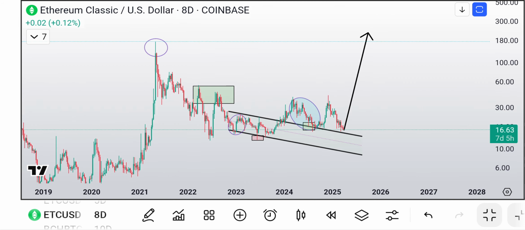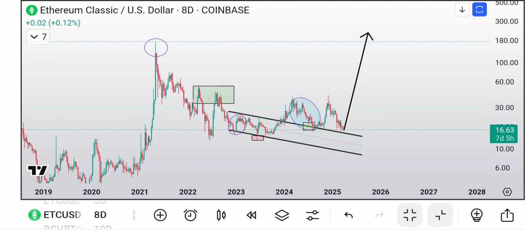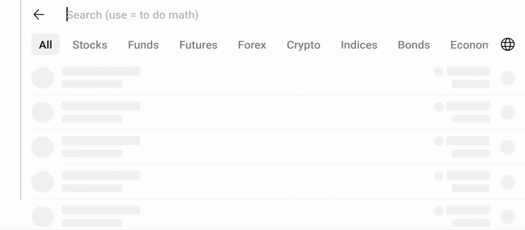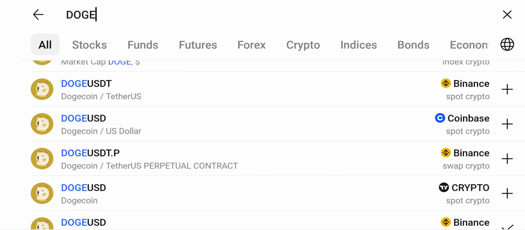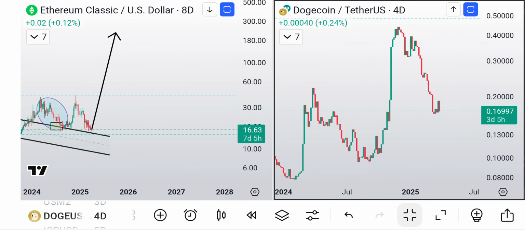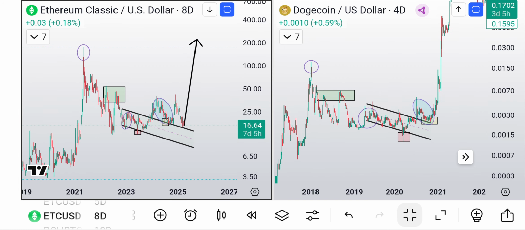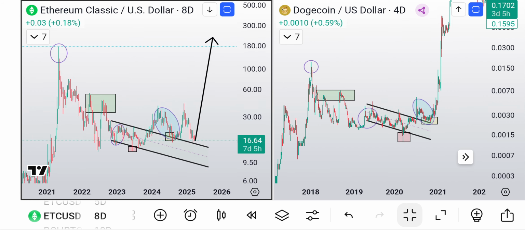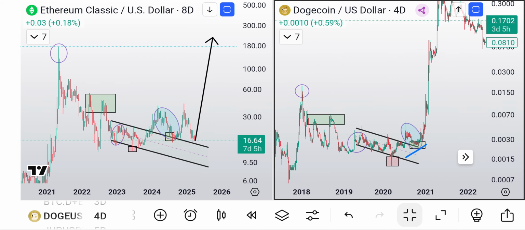This chart right here is actually a similar chart, that of Dogecoin. So if I could find Doge for a minute, and let's see if I still have it. So here we go. Here's Dogecoin, and this was what it was in relation to. So you can see Ethereum Classic and Dogecoin both have very similar structures, right? And look what Dogecoin did. It blasted off into the stratosphere. So it could be that we have this 3-way pullback.